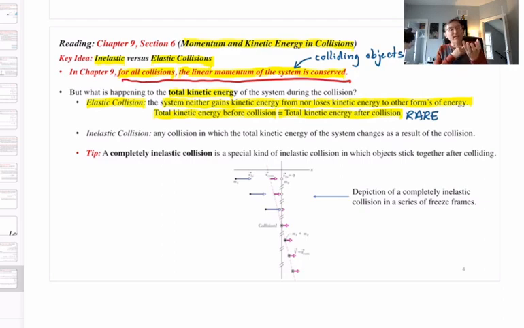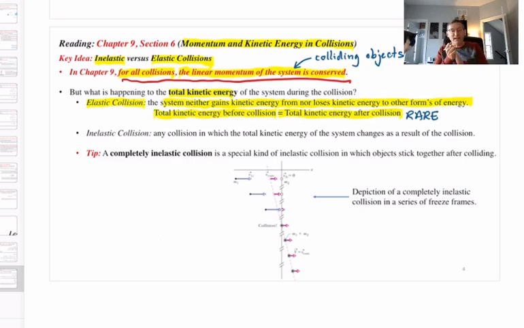Or that example I gave a moment ago of an object just sitting by itself that explodes into fragments, that is definitely not elastic. You have no kinetic energy initially, and then all of a sudden you've got these fragments moving. You have lots of kinetic energy.